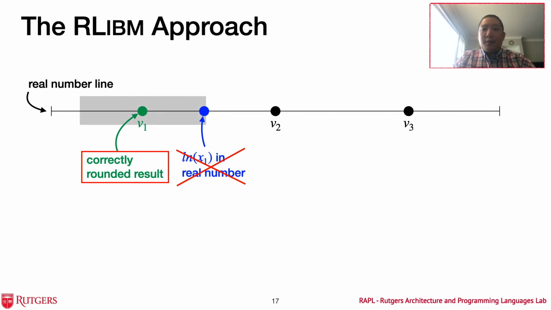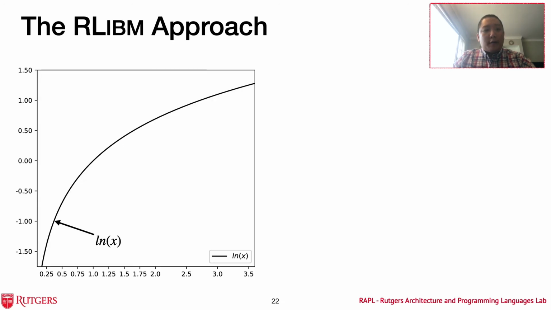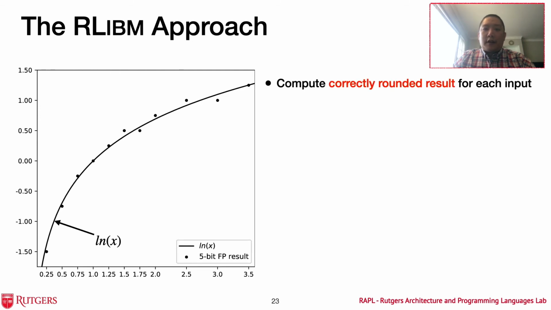This allows us much larger freedom in generating efficient polynomial approximations because we can produce any values in this gray region, whether it be this value, or this value, our computed result will round to the correctly rounded result. Okay, great. So now how do we generate a polynomial that approximates the correctly rounded result? Well, first, we use an oracle that can accurately compute our elementary function f(x) and compute what the correctly rounded result should be for each input.